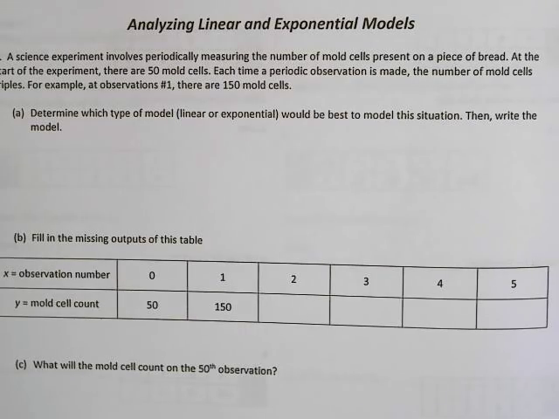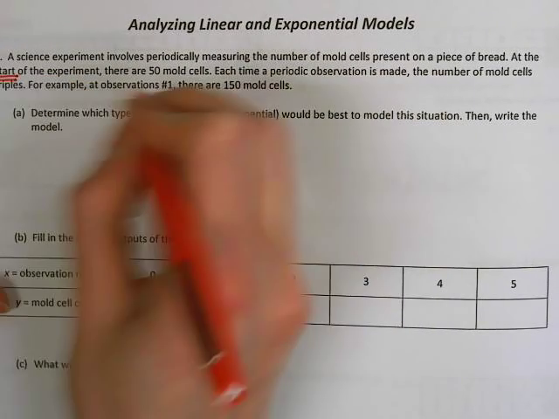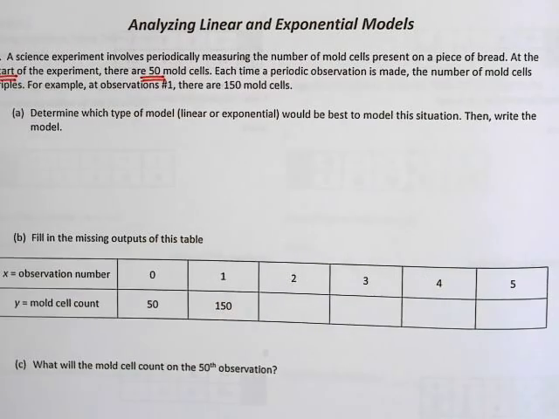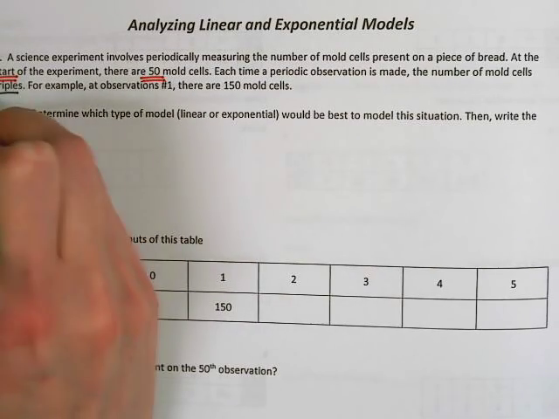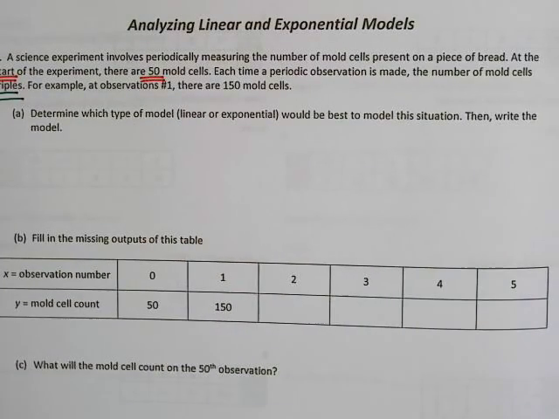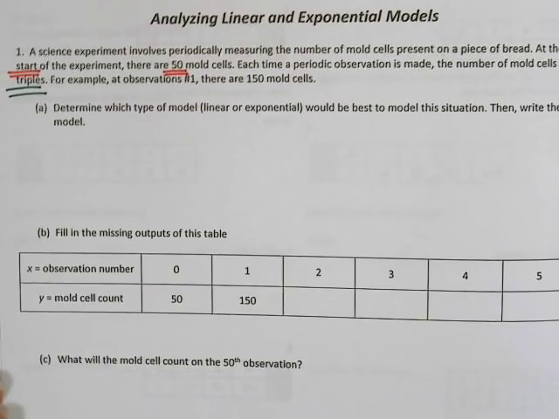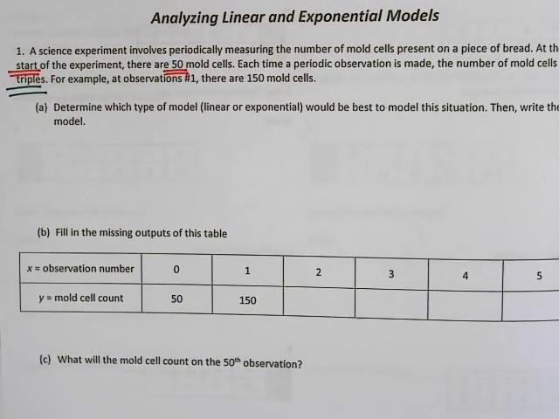A science experiment involves periodically measuring the number of mold cells present on a piece of bread. At the start, I'm just going to highlight some keywords here. There are 50 mold cells. Each time an observation is made, the number of mold cells triples. So for example, at observation 1, there are 150 mold cells. So the question A is, is it linear or exponential?